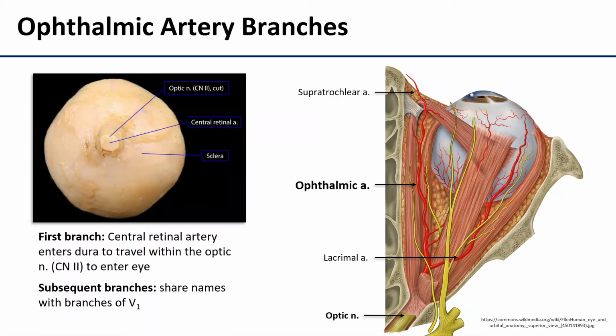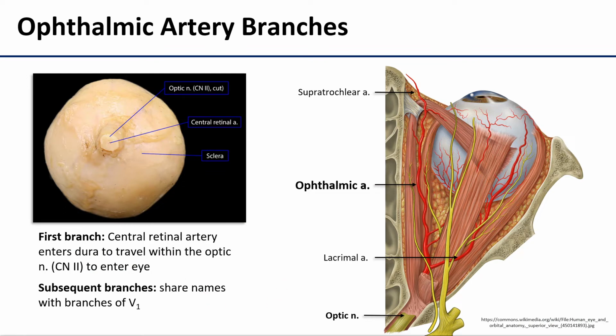Once it arrives in the orbit, it's going to start to give off branches. The first branch that it gives off is the central retinal artery, and this one is a little bit different from all the others. It's going to pierce the dura that surrounds the optic nerve, and it's going to travel through that optic nerve to reach the eye.